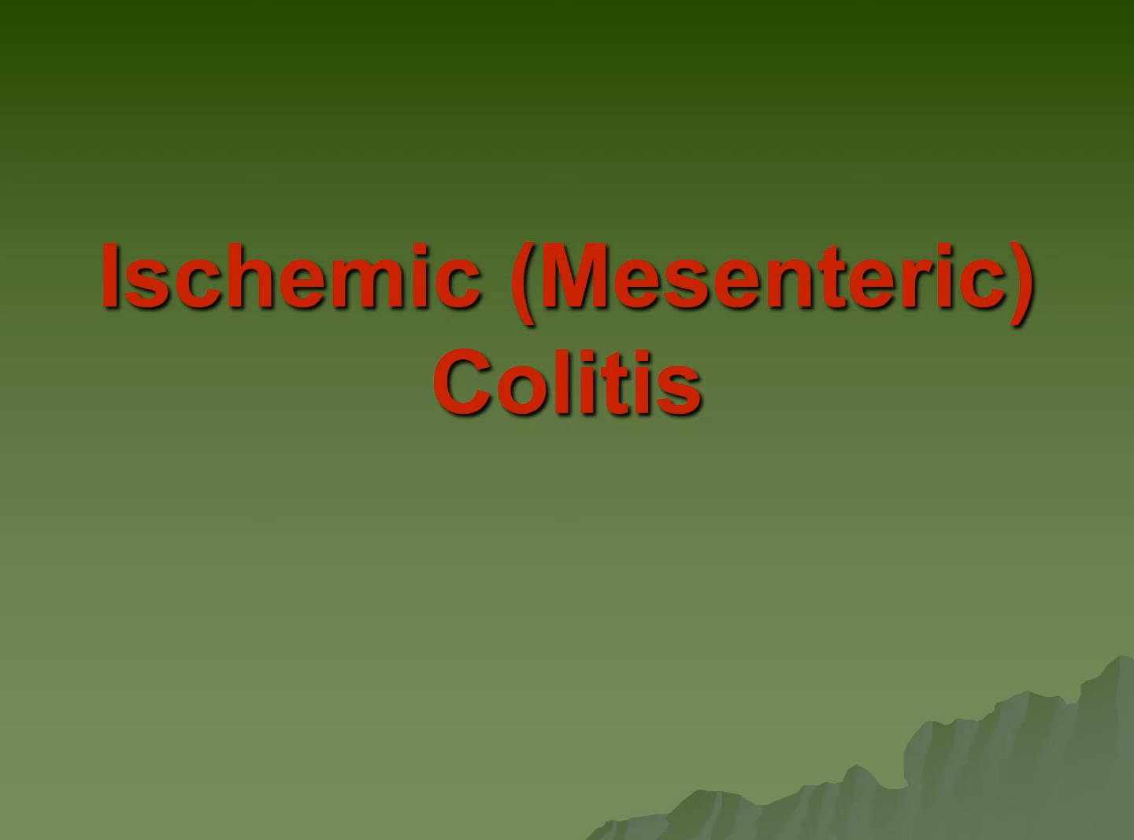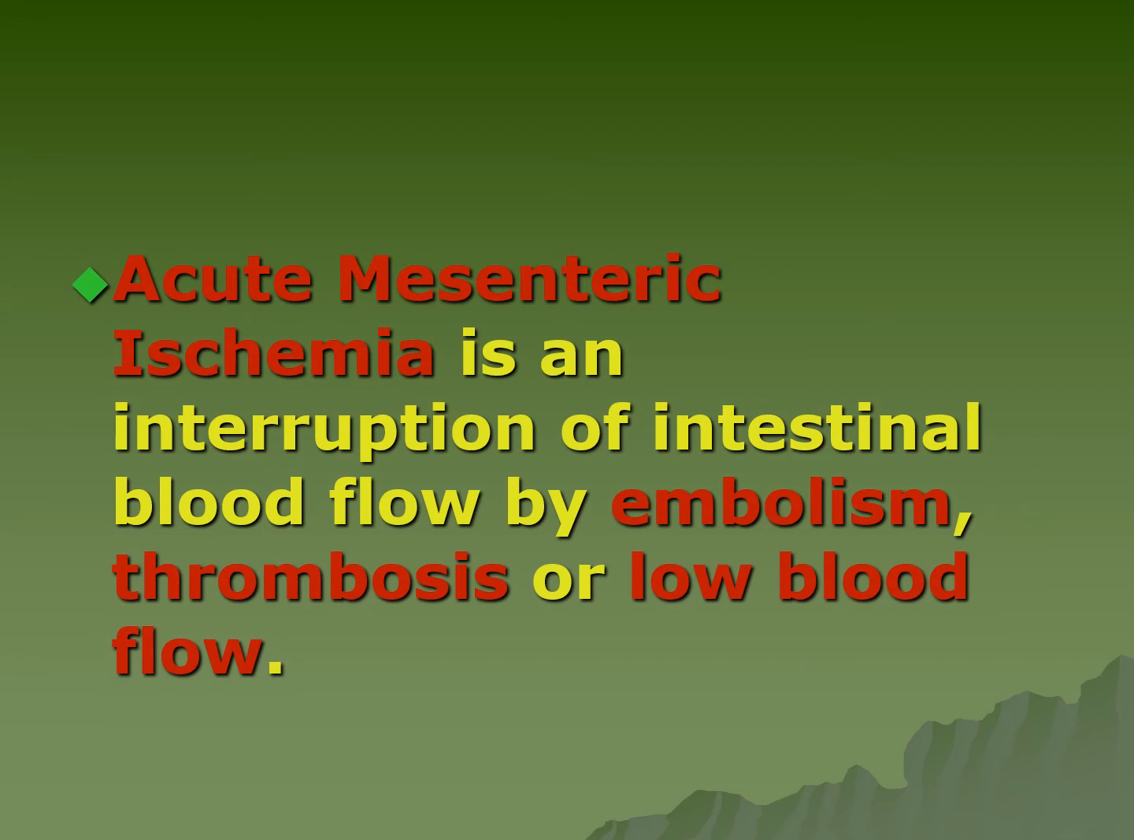Ischemic colitis, also known as mesenteric colitis. Acute mesenteric ischemia is the interruption of intestinal blood flow by embolism, thrombosis, or low blood flow. This presentation leads to inflammation, and ultimately infarction develops.